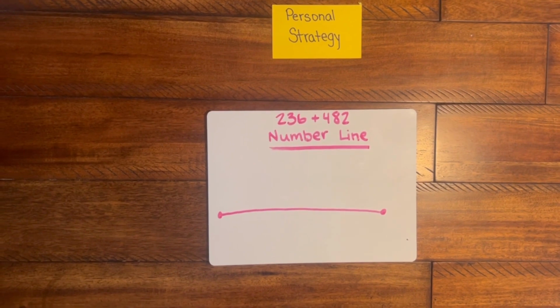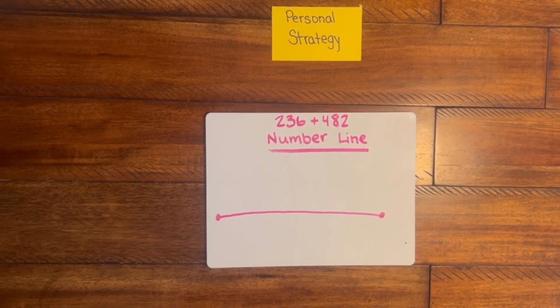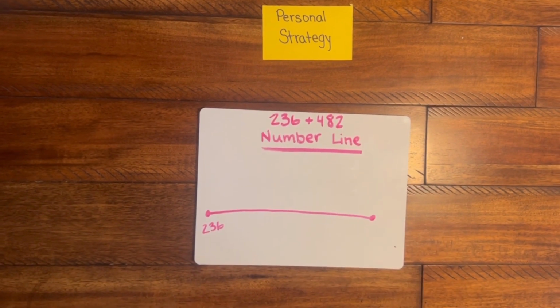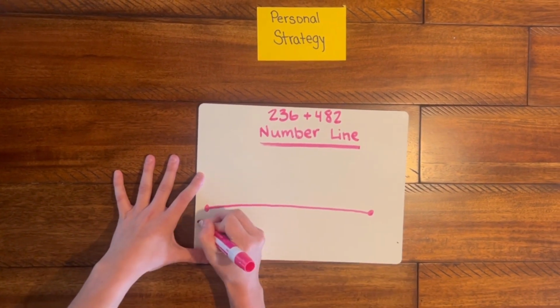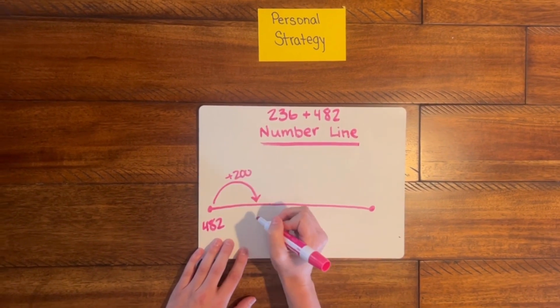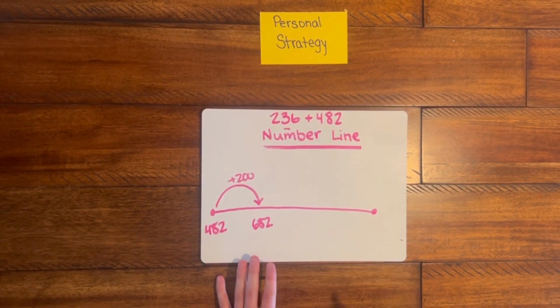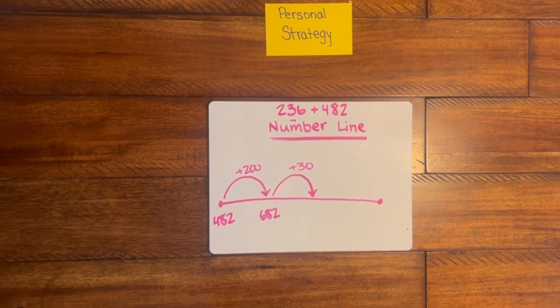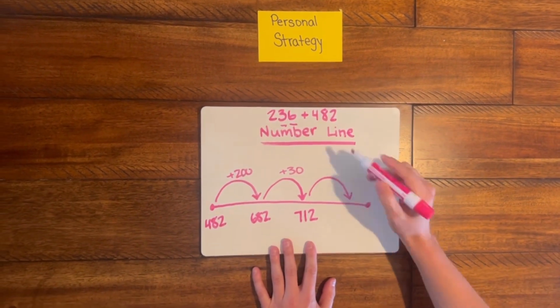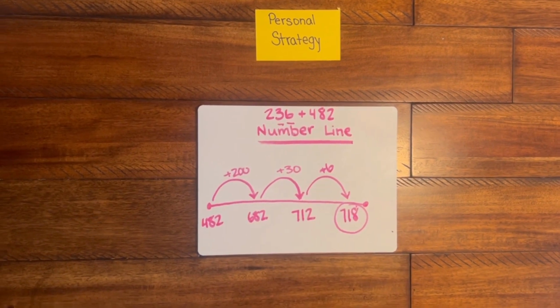So we're going to go over to my personal strategy. I really like this strategy because it's a little bit different. And as you can see, 236 is our first number on it. So lots of people would start that off, but I'm going to start it off with the greater number so that it's less to jump. So I started with 482, then I add that 200, then I add that 30, then I add that 6, which brings me to 718.